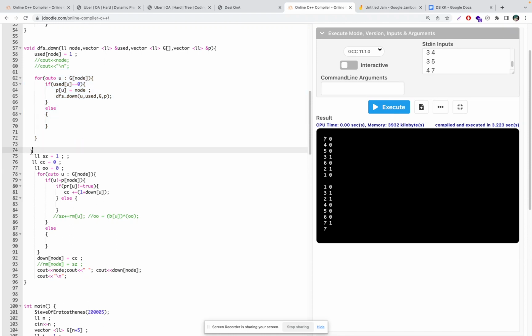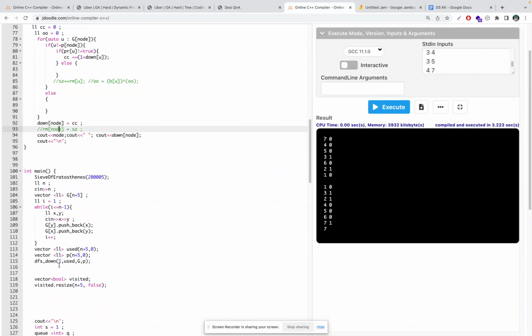So what I do is, at the end, when the DFS is mostly done, just after writing the DFS condition, for the down node I iterate all the nodes and I add the down nodes which are not prime. If PR of u is not prime, then just add that number, and that is equal to down of node. Okay, so that's how I calculate down nodes.